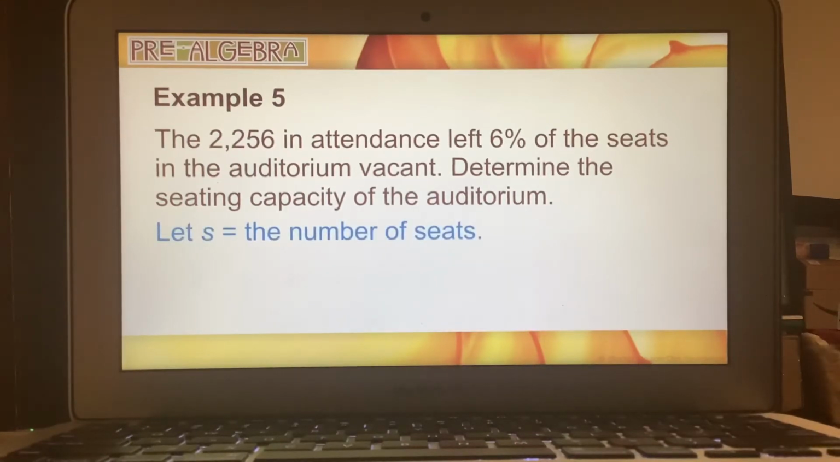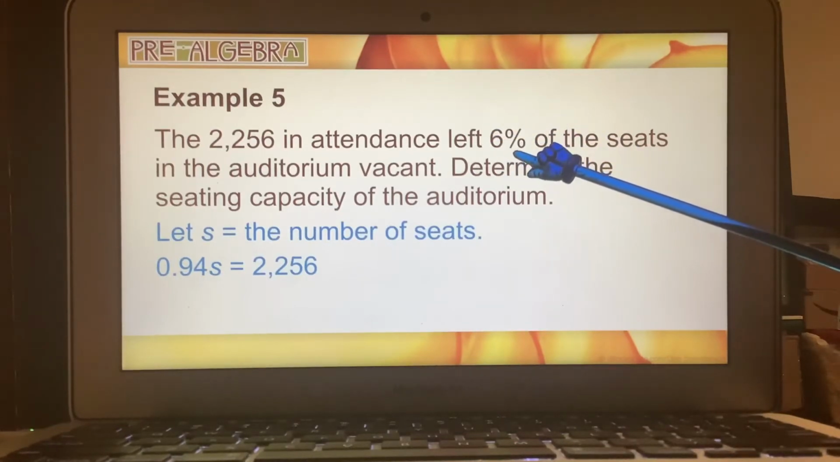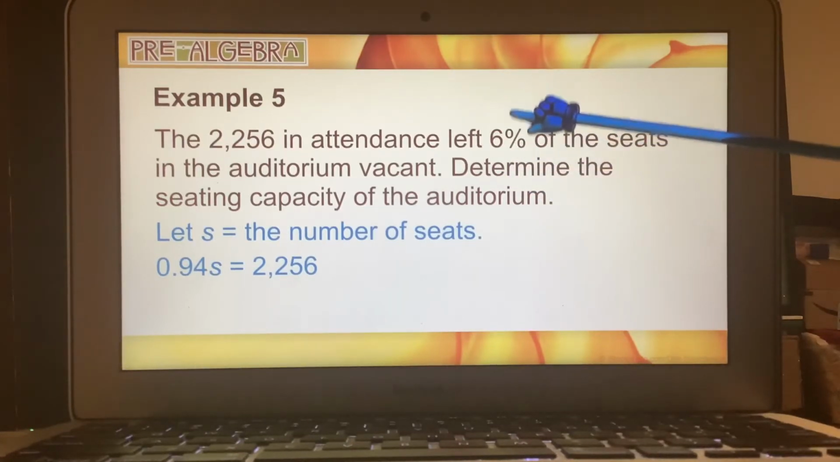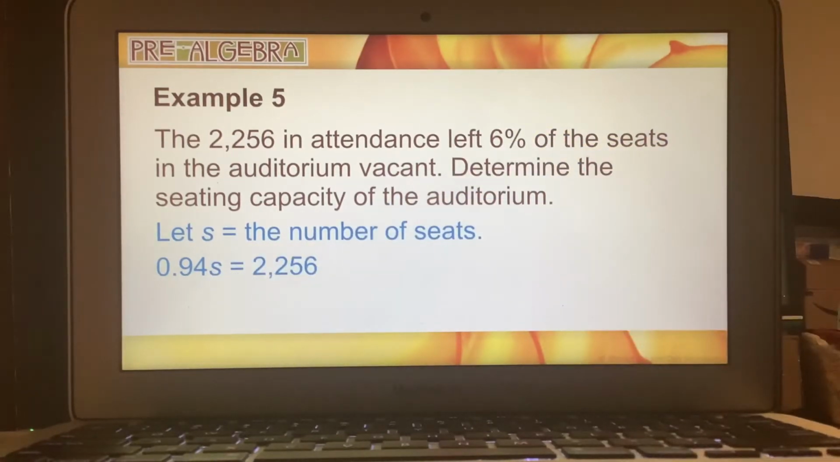So let's say S is equal to the number of seats. That's the whole. That's the total number of seats that are available in the auditorium. That would be our whole. So 6% of the seats were empty. So that means what percent of the seats were filled? So 100 minus 6% gives us 94%.